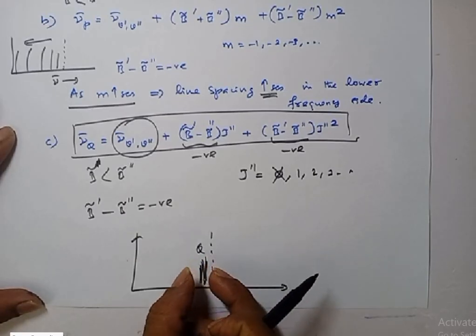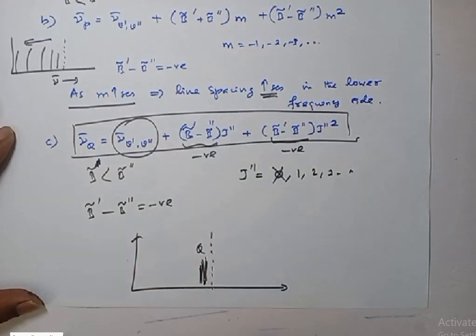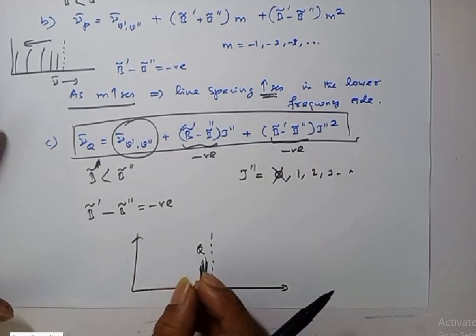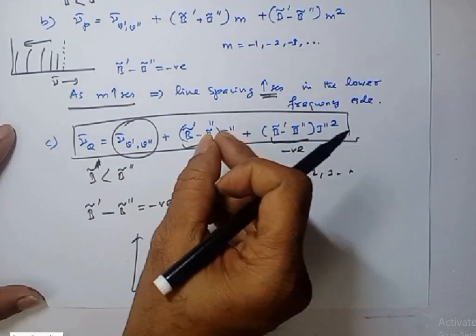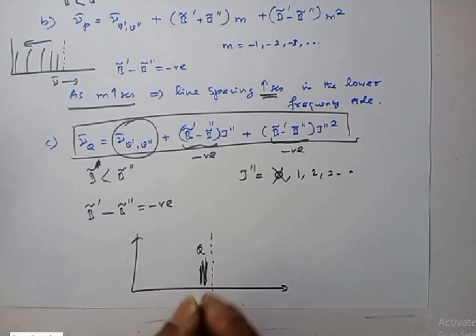Usually, resolving the Q branch lines is a very tough task. For small values of J double prime, their lines will appear very closely. It is very difficult to resolve them. Yes, keep this in mind.